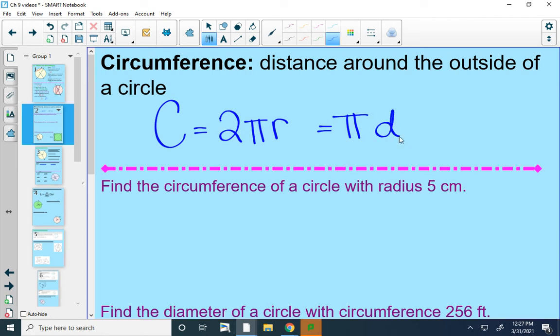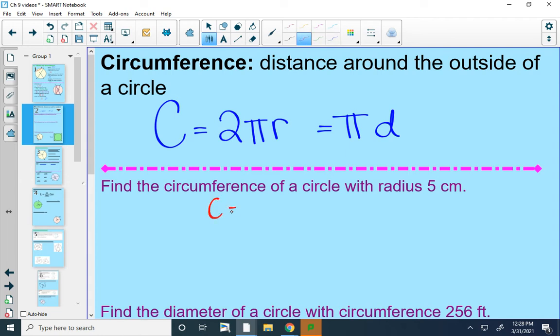But these are actually the same formula because we just said that the diameter is twice the radius. So it doesn't matter which version you use. Typically, I'll just choose one based on if I'm given the radius or the diameter. So in our first example, we want to find the circumference of a circle with a radius of 5 centimeters. Since I'm given the radius, I'm going to use that 2 pi r version.